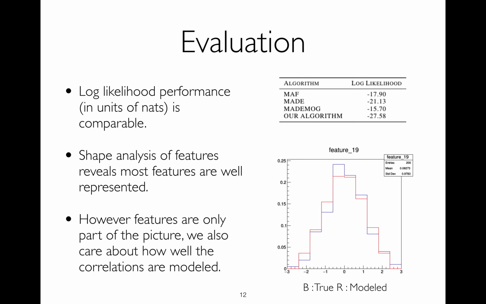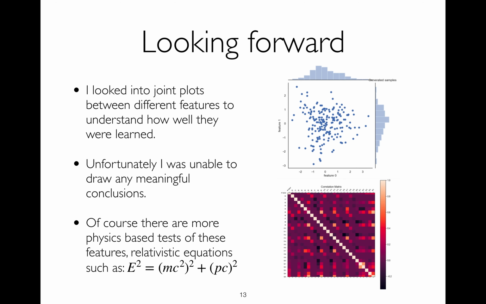And in our evaluation, what we see is that the log likelihood performance is comparable. Shape analysis reveals that most of the features are very well represented, but not only do we care about the features, but also how well the correlations are modeled. So if we look into joint plots, it's kind of hard to tell. As of now, I was not able to draw any meaningful conclusions. However, there are other physics-based tests, such as the relativistic equation, which can actually help us verify whether or not our autoregressive algorithm also learns the correlations. And that's my time.